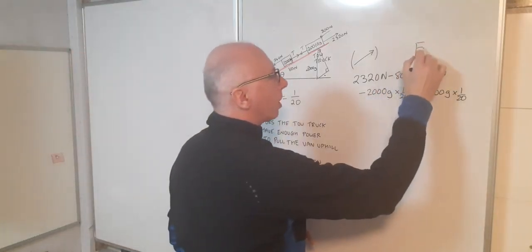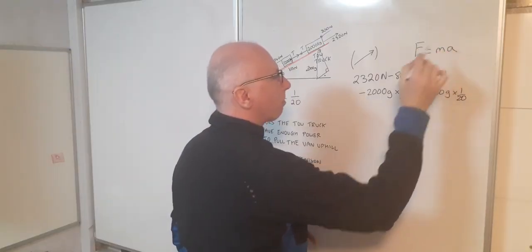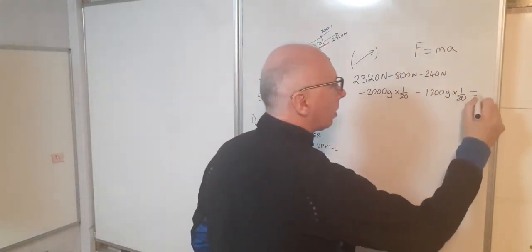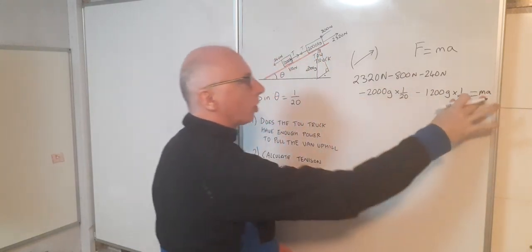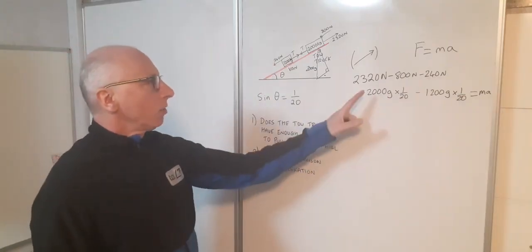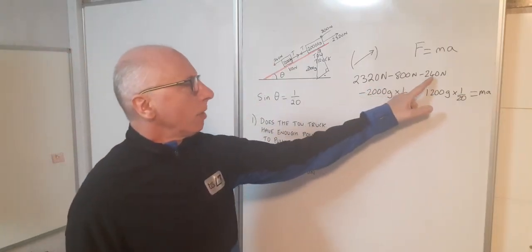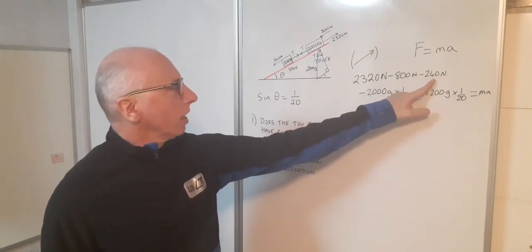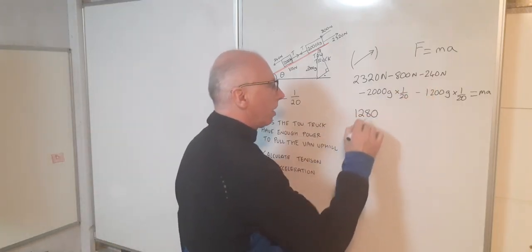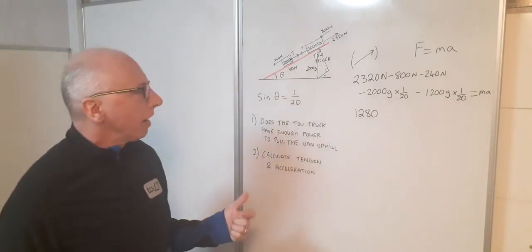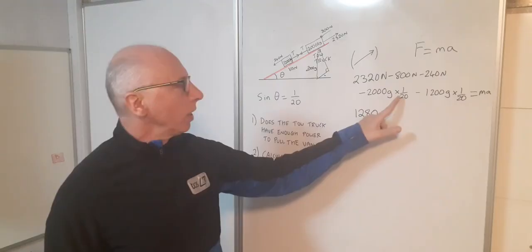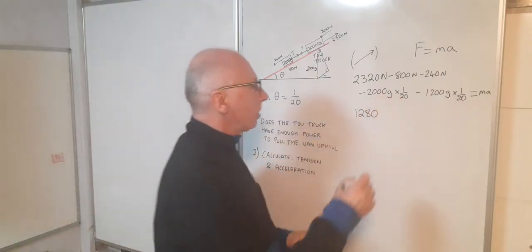Remember, we use Newton's law of motion, force equals mass times acceleration. So these should equal mass times acceleration. We'll come to that in a moment. Let's deal with these first. There's quite a lot here. So 2320 minus 800 minus 240 gives me 1,280. Let's just write it in its number format for now. 1280. 2,000 times 1/20 is 100, so it's minus 100 g.